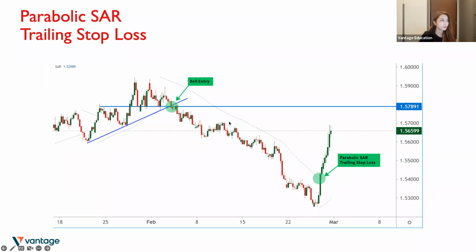Okay, moving on. Next up, we are looking at a parabolic SAR trailing stop loss. Parabolic SAR moves similarly to something like a moving average, but it's not so much a moving average. You can see from the front part that price is on an upward moving trend. The parabolic SAR dots are below the price, which indicates an upward moving trend, and it is acting as a trailing stop loss and as a support.